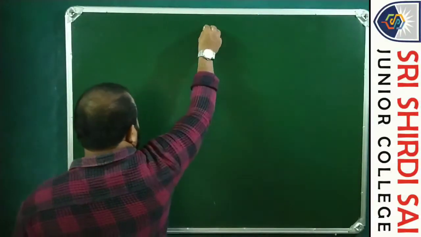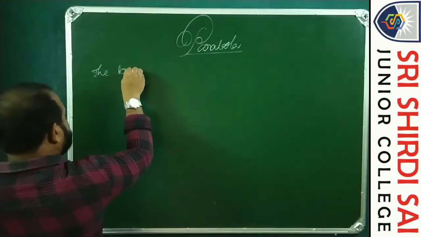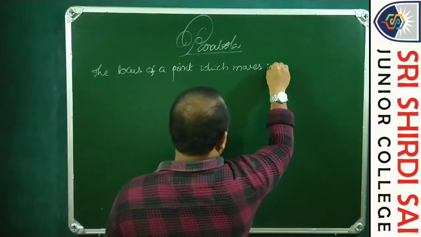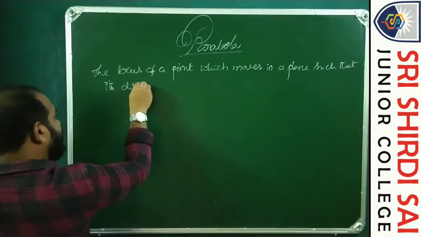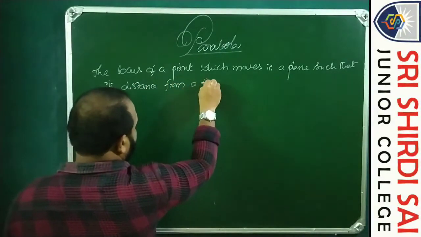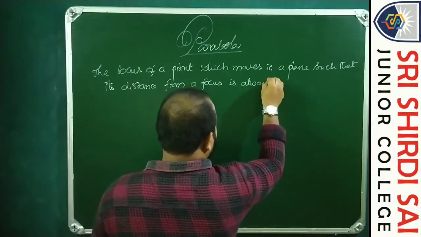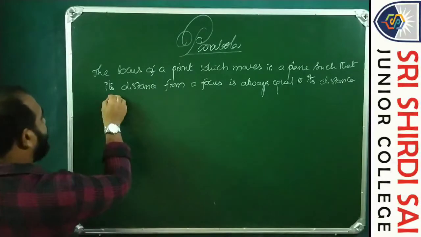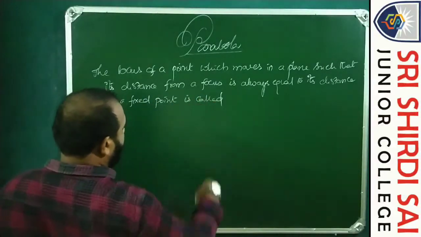Now let us begin our actual chapter, parabola. The locus of a point which moves in a plane such that its distance from a focus, meaning a fixed point, is always equal to its distance from a fixed line is called a parabola.